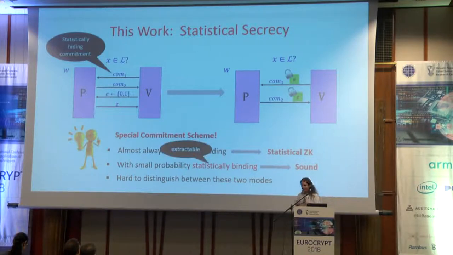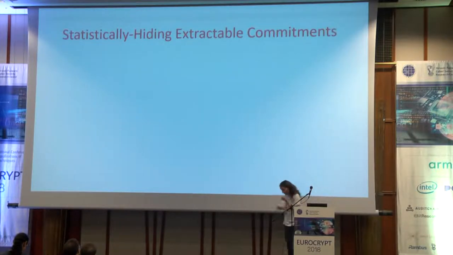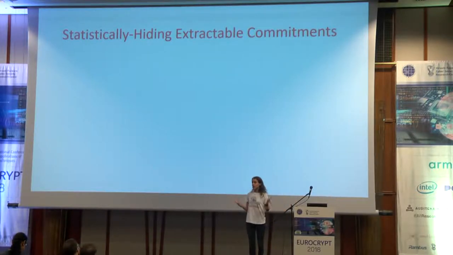However, I want to mention that's not all we need. It's not enough. What we really need is for it to be extractable. And this is kind of technical in the proof, you need some extractability. So I don't want to get into the details of why, because that's not very interesting. But the one thing I do want you to get from this talk is that what we need, in a weird way, is a statistically hiding and extractable commitment scheme.